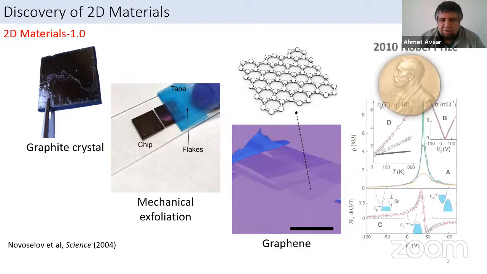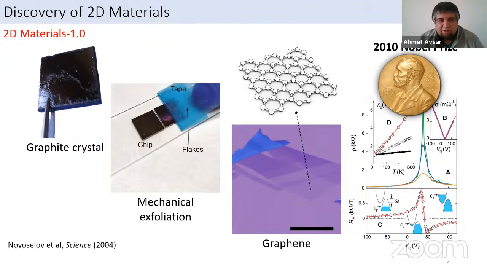And then they also demonstrated a lot of groundbreaking experiments, and then they got the Nobel Prize in 2010, 6 years after the discovery of graphene. So this is one of the fastest Nobel Prizes in the history of, I guess, the Nobel Prize.